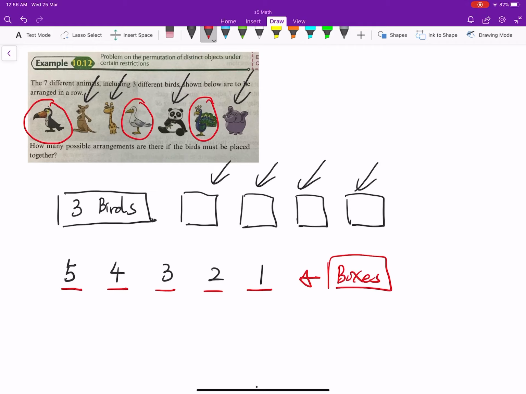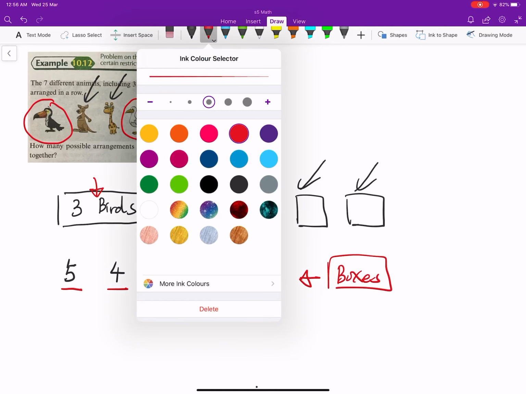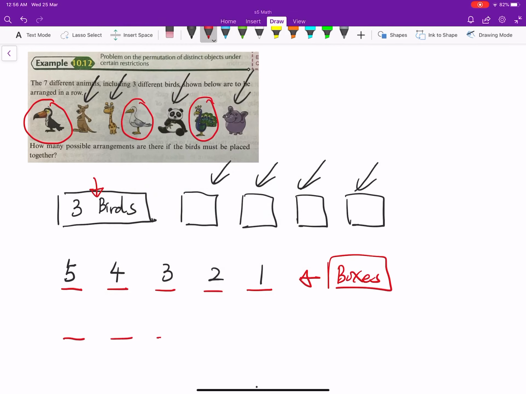Imagine we also need to consider the birds, right? For the birds, there are 3 of them. So for the first one, we can put any one of them, right? So there are 3 choices for the first one, and then 2 and 1. And this is the arrangement of the birds. So we also need to consider this one.